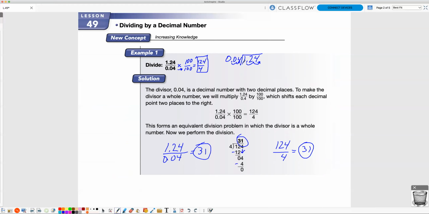We're just shifting decimals. So you could look at it like this, or you could look at it like this. We're just shifting decimals until they're up against the wall, and then you have an equivalent division problem.